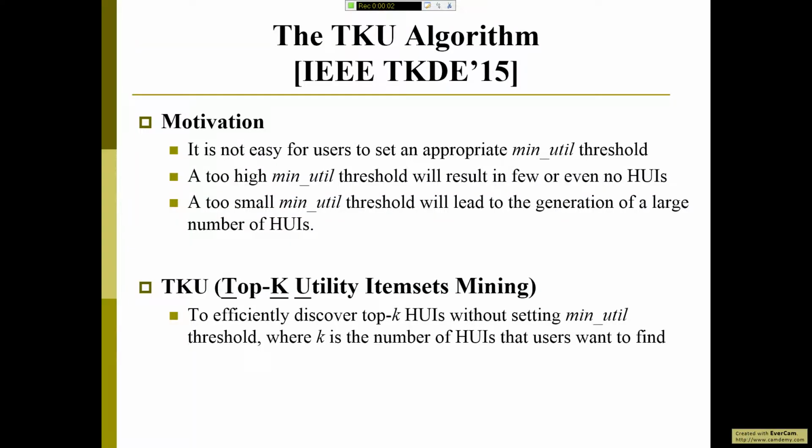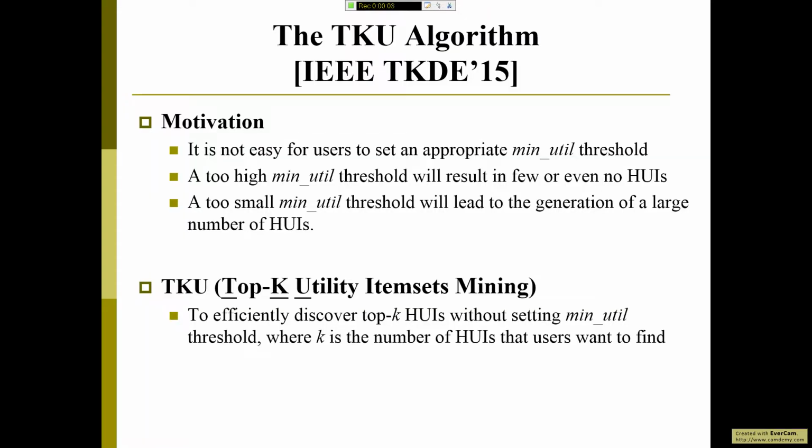The TKU algorithm was published in TKDE 2015. The motivation is that it's not easy for users to set an appropriate minimum utility threshold. A too high threshold will result in few or no HUIs, whilst a too small threshold will lead to the generation of a large number of HUIs.